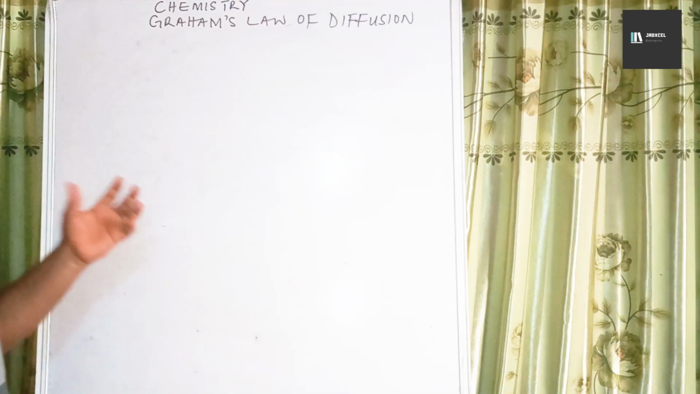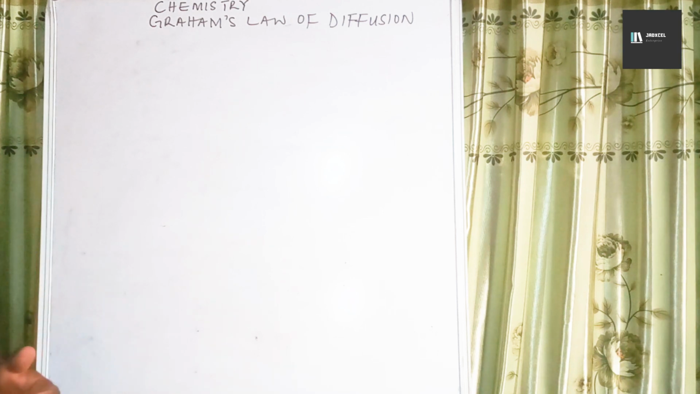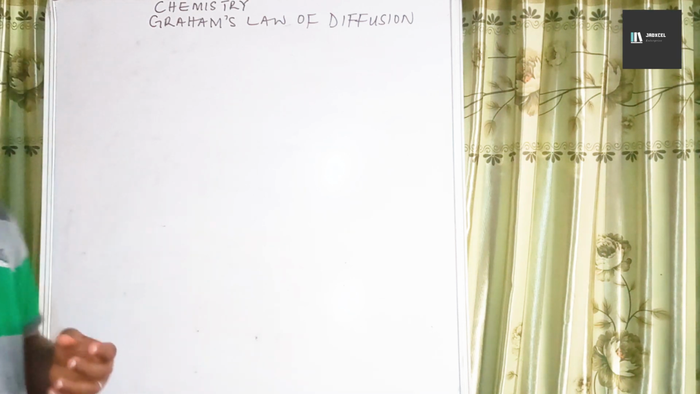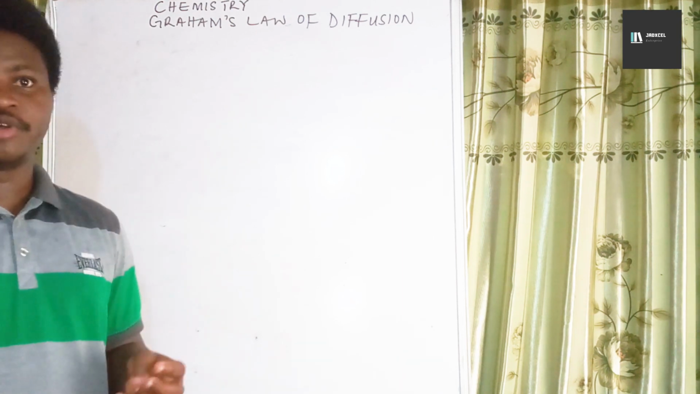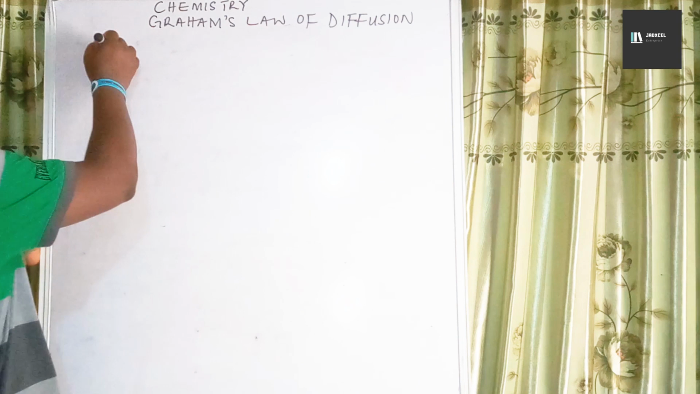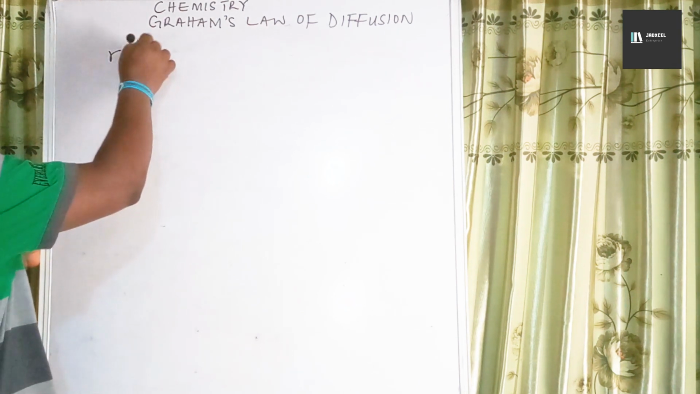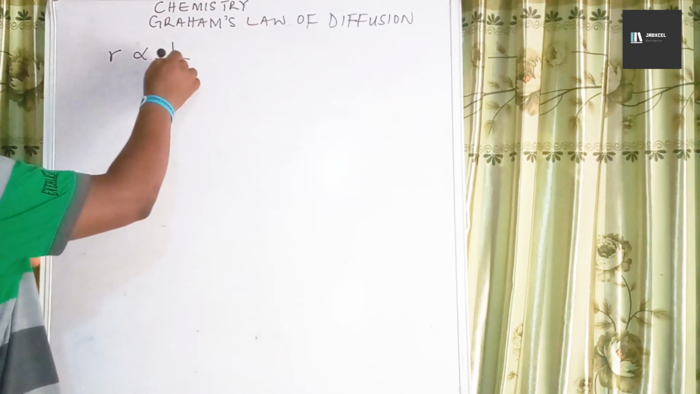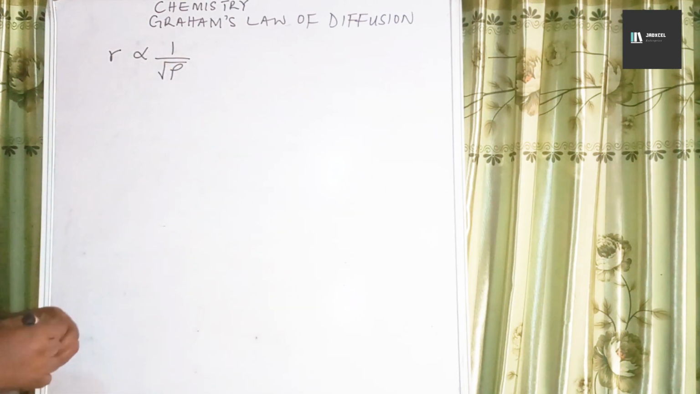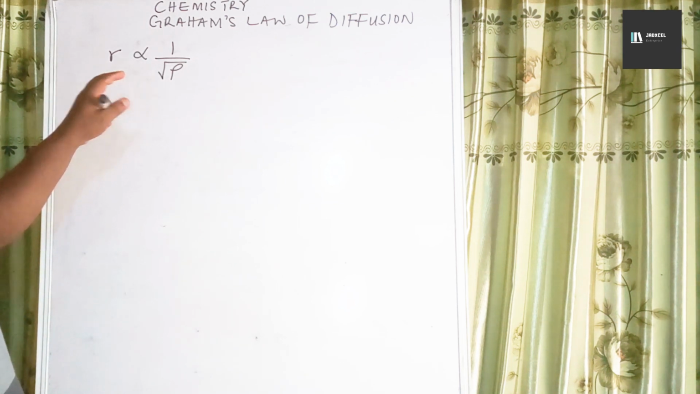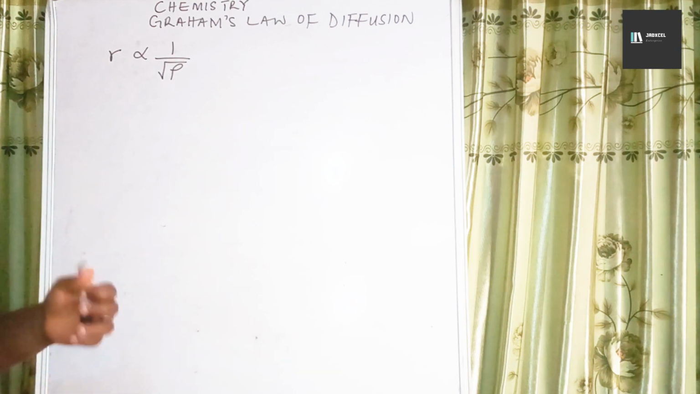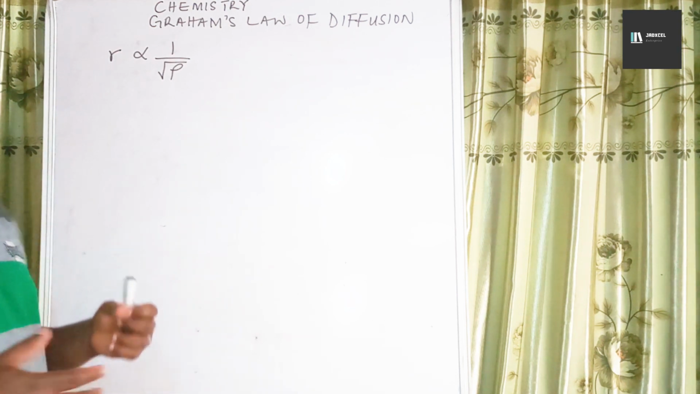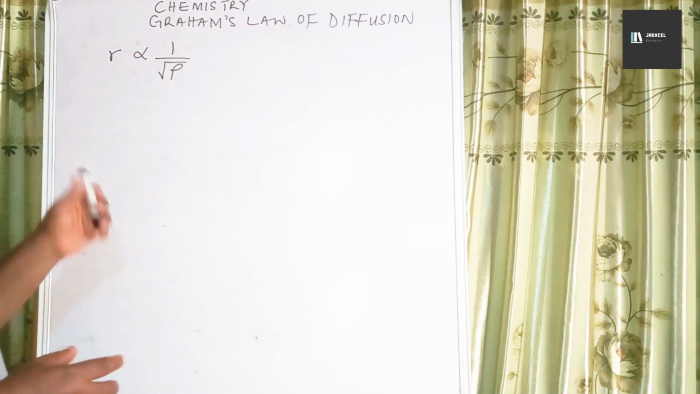Graham's law of diffusion states that under constant temperature and pressure, the rate of diffusion of any gas is inversely proportional to the square root of its density. So from this mathematical expression, we can generate further formulas from it so that we'll be able to see the practical application mathematically of this topic.